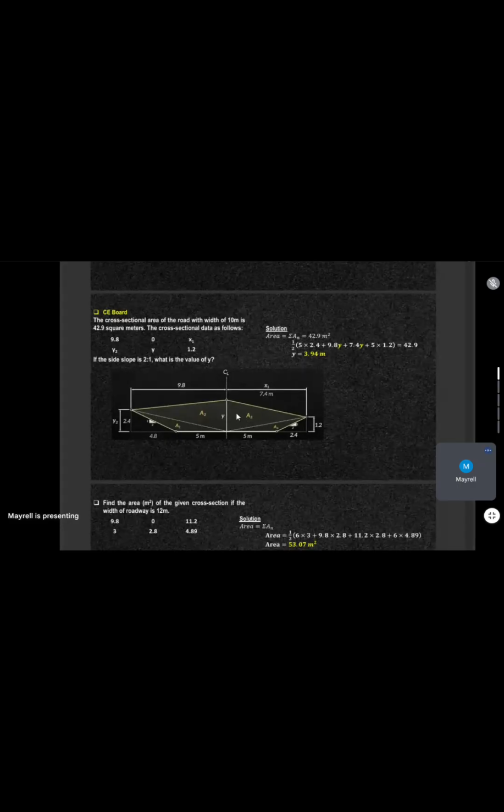For area 2, so that is 9.8 times the y. So 9.8y plus area 3. So it's 7.4 and y. So it's 7.4y plus area 4. So that's 5 times 1.2. So the area is 42.9 square meters. And with that, we can solve for y. So y is 3.94 meters.